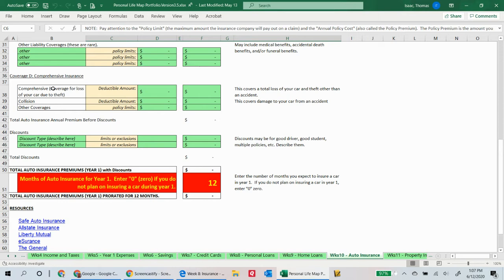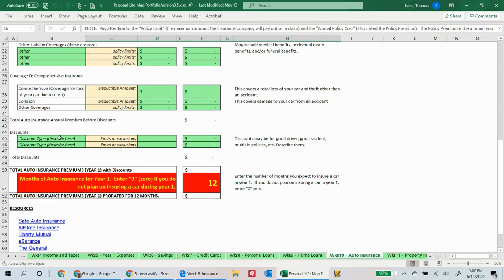So if you're driving down the road and you slide off the road and you hit a tree, nobody else is involved, then your car is banged up. The collision coverage would cover your car to get your car fixed. So understand the difference between comprehensive, that's loss because your car was stolen, and collision, which is your car was banged up. And there's no other person to be able to pay.